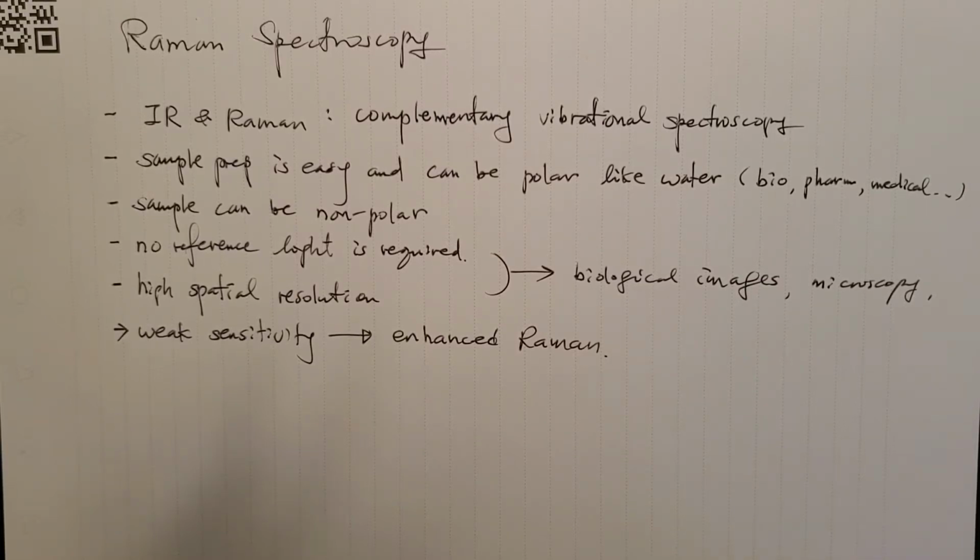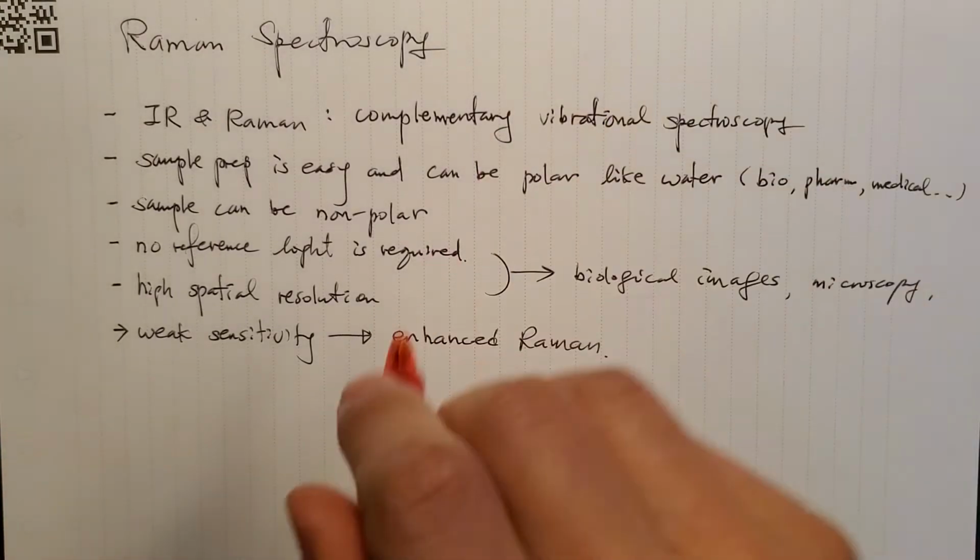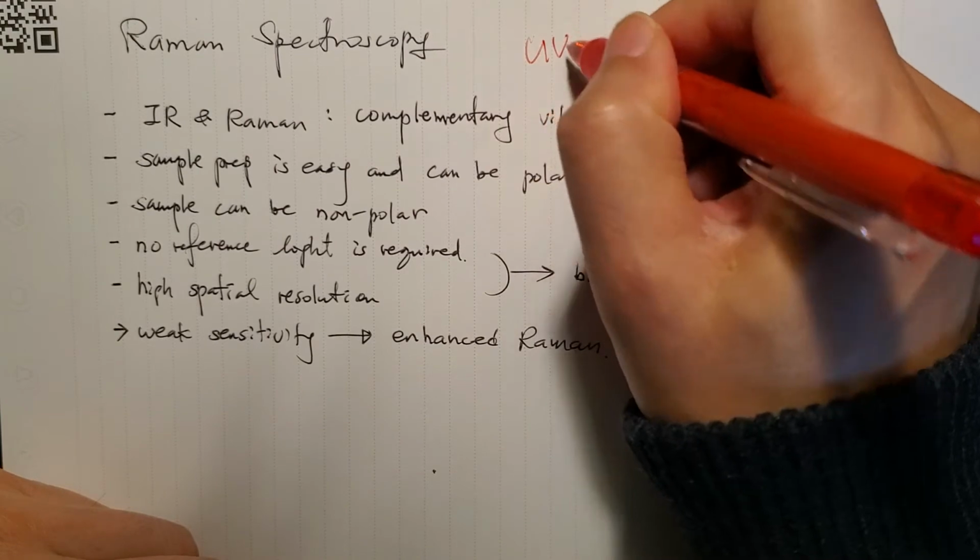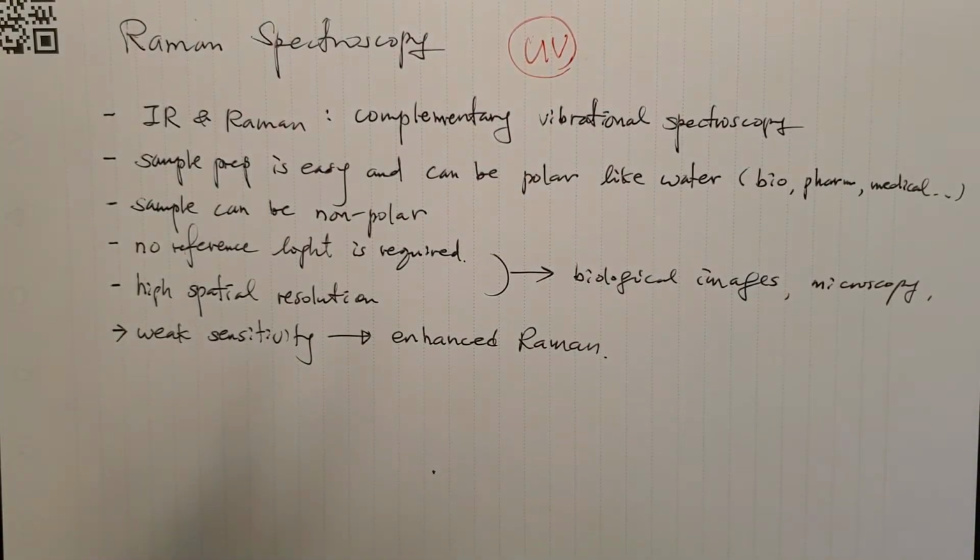In this video, like some of the chem majors requested, we'll briefly introduce and talk about Raman spectroscopy. Unlike IR spectroscopy, Raman actually uses UV as a light source, and it was discovered a long time ago, like early 1900s, 1920-ish, I think.